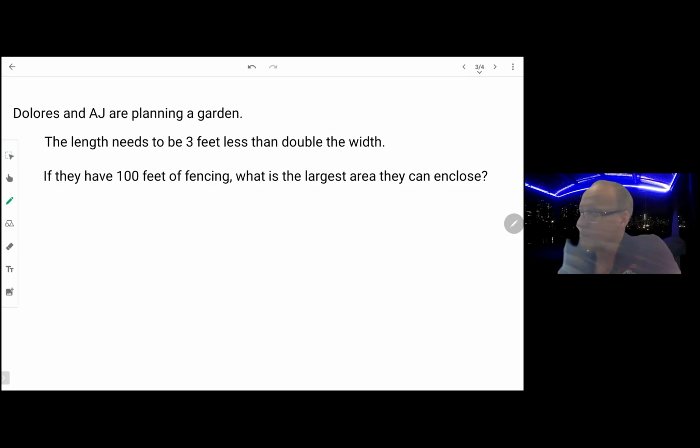All right, what we're going to do is see if we can set this up. Now I'm going to follow the 5 problem solving steps. And the first step, I should have said that this is a rectangular garden in the directions. And it says the length needs to be 3 feet less than double the width. This is a very important idea. You need to write the equation that goes with that, and there is an equation, not an inequality.